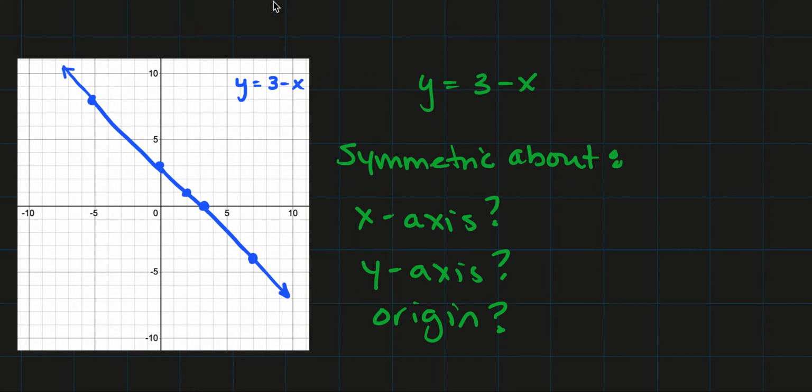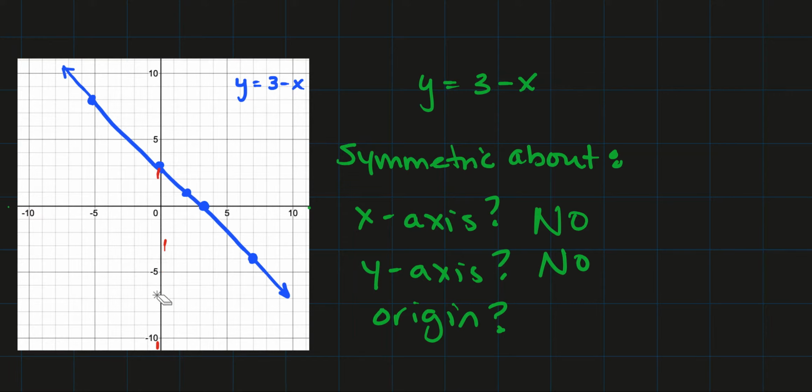So for the x-axis, if we draw a line here and flip this, will the two pieces line up? Well, the answer is no. We'll get something like this. So no for x-axis. Y-axis. If I draw a line right here on the y-axis and I flip this piece over, will I get a mirror image? And the answer is no. I'll get something like this. So this one is also no.